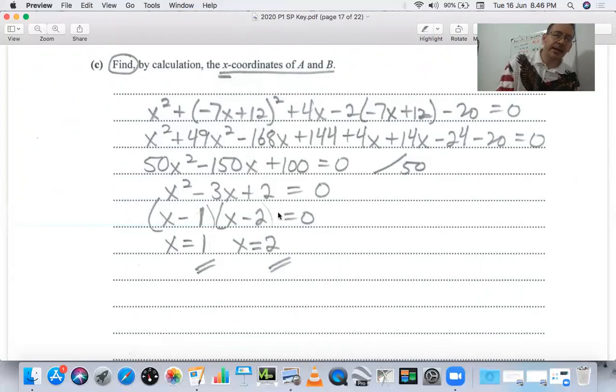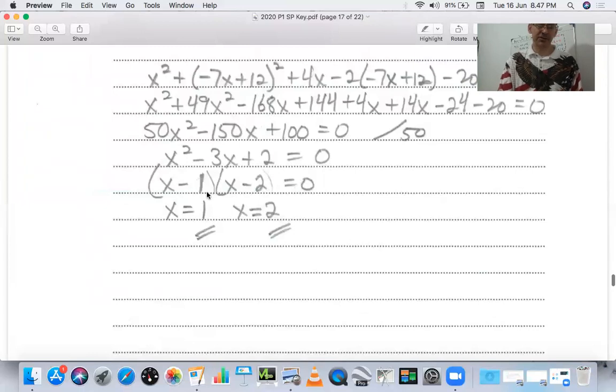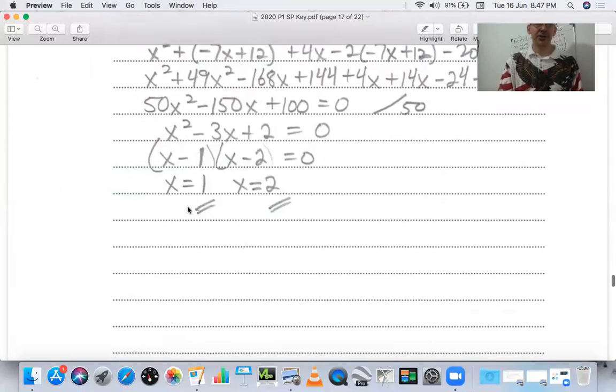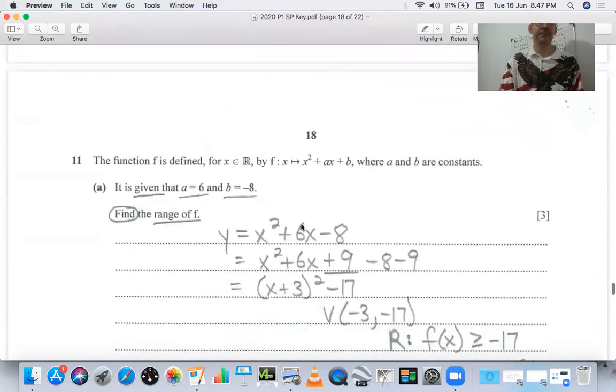It looks like my right-hand parenthesis here is a little faint, but x squared gives us x and x. The factors of 2 are 1 and 2 that add up to 3. Both signs are negative, and when you solve it, x equals 1 and x equals 2 using our zero product theorem. So here's our two x values, x equals 1 and x equals 2. One of them represents the x coordinate for A and the other one the x coordinate for B.